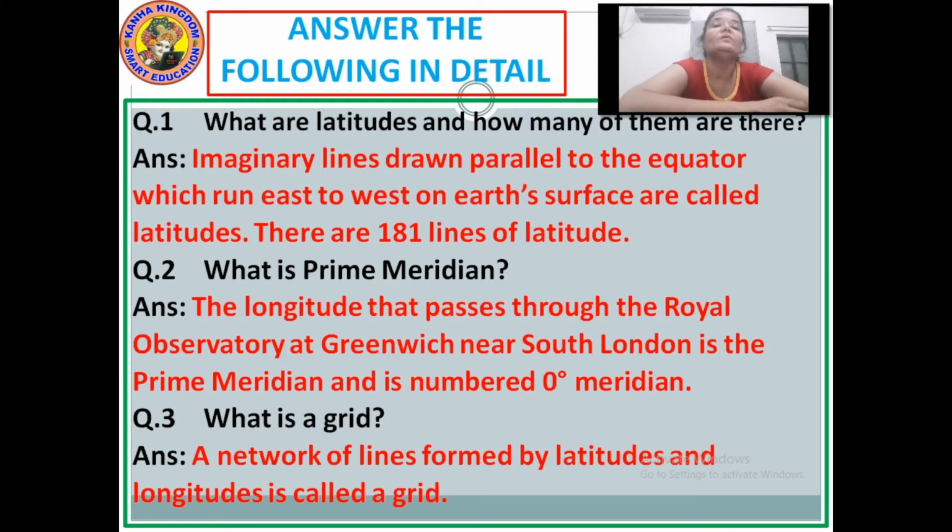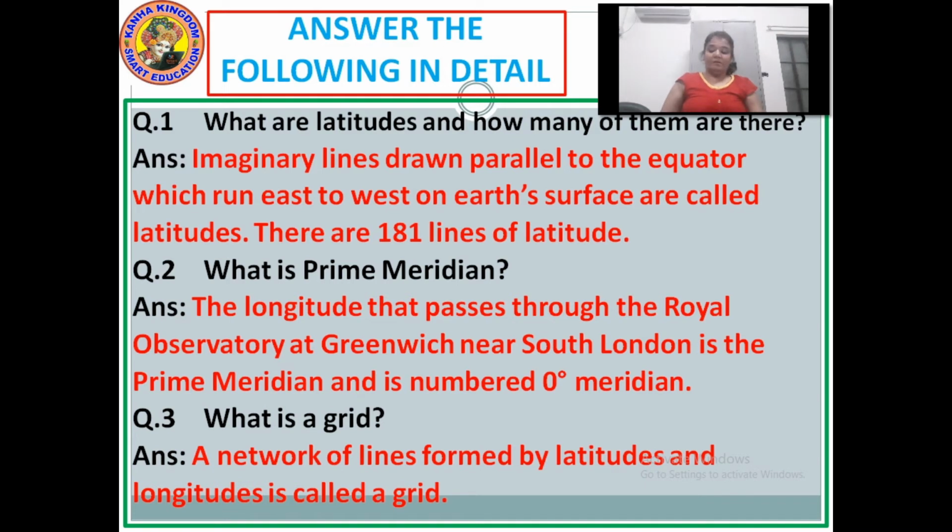Done. Question number 3. What is a grid? I had shown you when I explained the chapter what is a grid. The latitudes and longitudes form a network and make a square. That square is called the grid. So what is a grid?